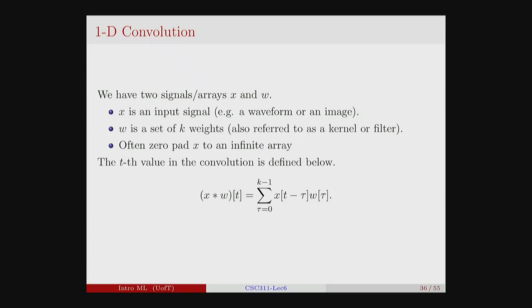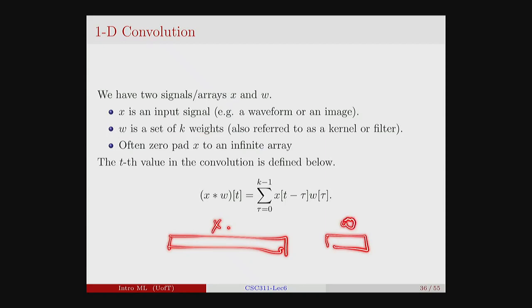So let's see why that's true. We'll start off by thinking about the 1D case, and then we'll move to the 2-dimensional case. In the 1-dimensional case, we'll say X is an input signal, which in 1D is a waveform, and W is a set of K weights. So we have some signal, X, and we have some set of weights, W.